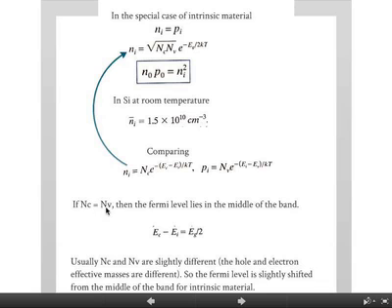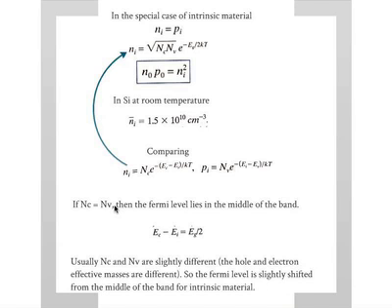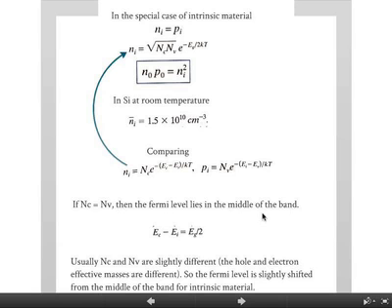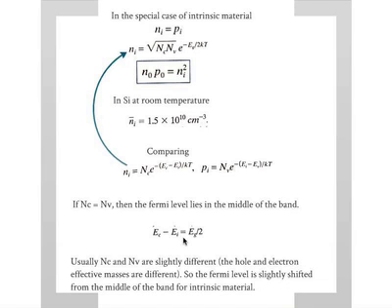If Nc equals Nv, which, as I said before, is not true because the effective mass of the hole and the effective mass of the electron are not typically the same. But let's say for some material it is, then you can prove that the Fermi level lies exactly in the middle of the band. From this equation you can show that Ec minus Ei should be equal to Eg over 2. Remember, Ei is just the intrinsic Fermi level. Not terribly important, just to show that that's the case.